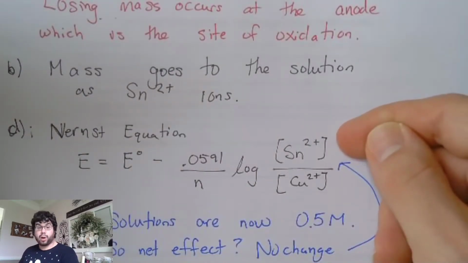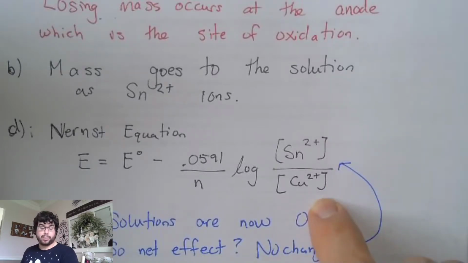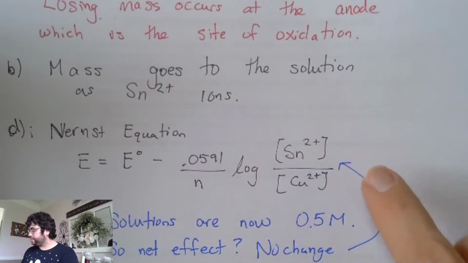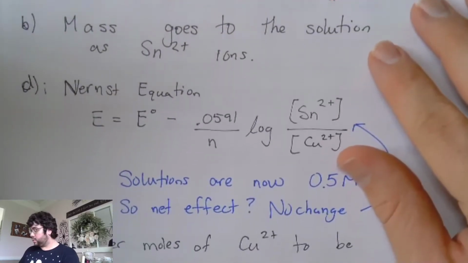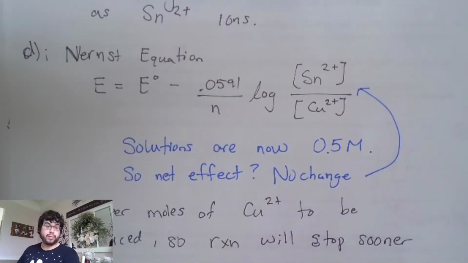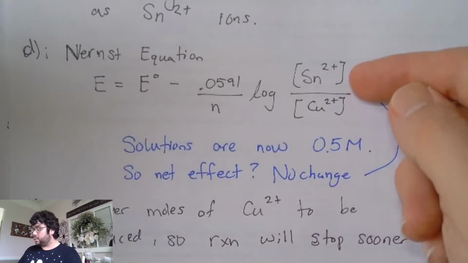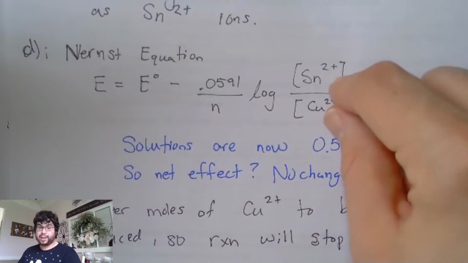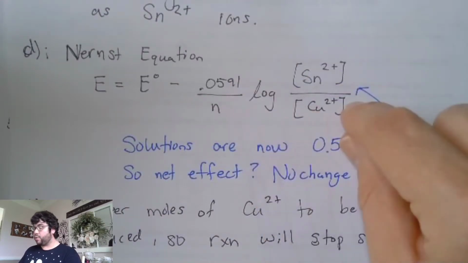And the product of this reaction is the tin 2 plus ion that's being oxidized from the tin metal. And then the reactant, the copper 2 plus, is being reduced to copper solid. We take out the solids from the reaction quotient because solids are not put in the reaction quotient. Now, with this situation, we have 0.5 molar solutions. What's the net effect? We haven't changed anything at all. There's no change because it's still 0.5 over 0.5.